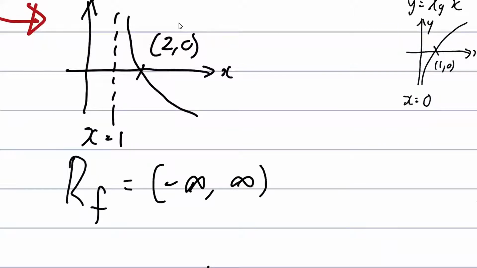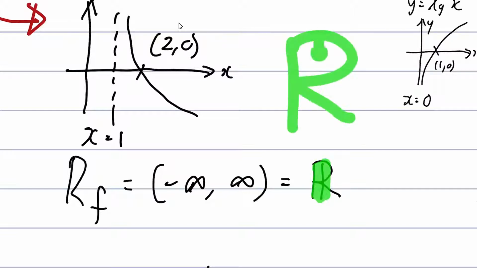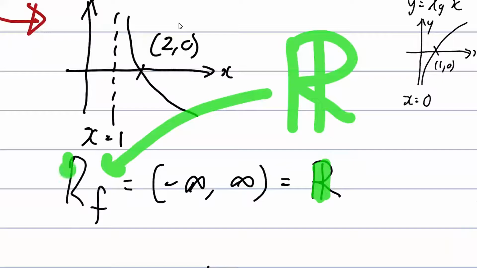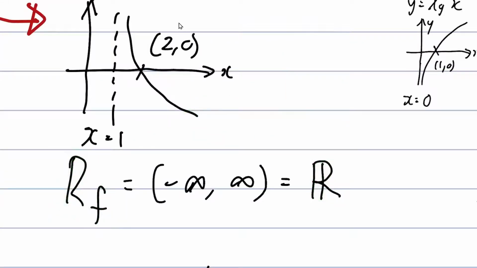Exactly. Good. It goes all the way up, all the way down. Or in other words, just the set of all real numbers. Take note that this is the set of all real numbers. You draw R and then you draw an extra vertical line. It is different from R_f. This is the range of f. Okay, good. Next.